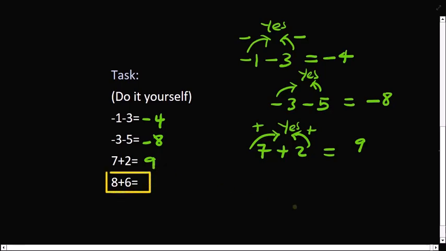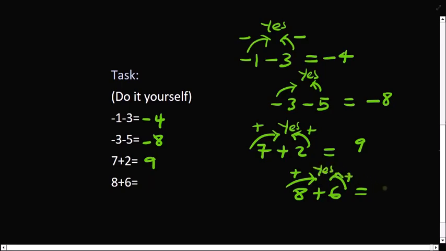Right here, we have 8 plus 6. What is the sign of 8 here? It's a plus, positive. And what is the sign of 6 here? Plus. So it's positive. Are they same signs? Yes. So we can add. 8 plus 6 is 14. And that's plus 14, but there is no need to write plus, just 14.